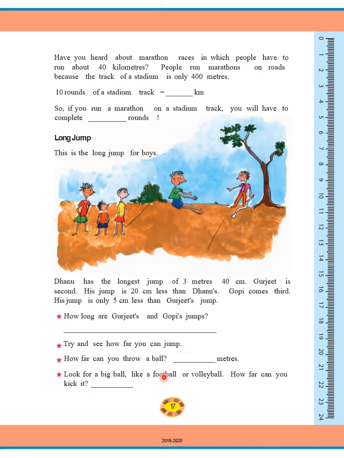How far can you throw a ball? So we have to write in meters. If it is a small ball, then we can throw it up to 8 to 9 meters, and if it's a big ball, then we can throw it up to 6 meters. Look for a big ball like a football or volleyball, and how far can you kick it? So we can write here around 6 to 7 meters. We will write the answer here.